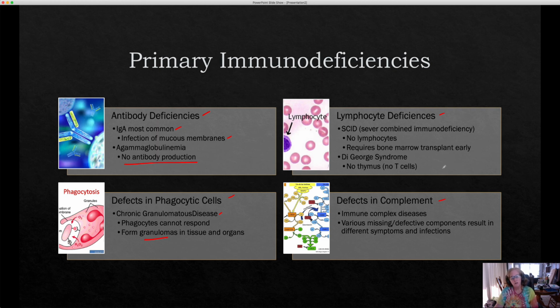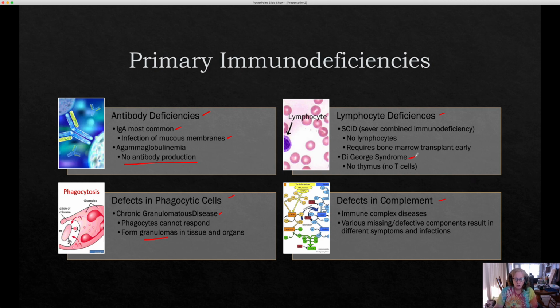Lymphocyte deficiencies are exactly that. Lymphocyte cells are not functioning, so those are, remember, your B cells, T cells, and natural killer cells. In severe combined immunodeficiency, SCID, a person has no lymphocytes, so no T cells, no B cells, no natural killer cells. They are born with this, and a bone marrow transplant will be required shortly after birth in order to make sure that they can produce some type of lymphocyte.